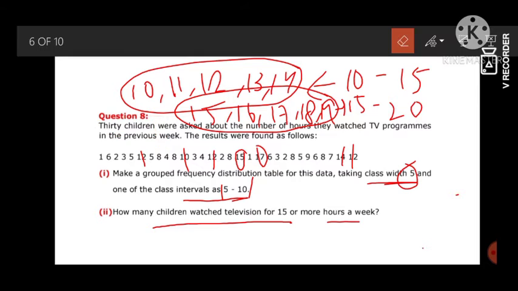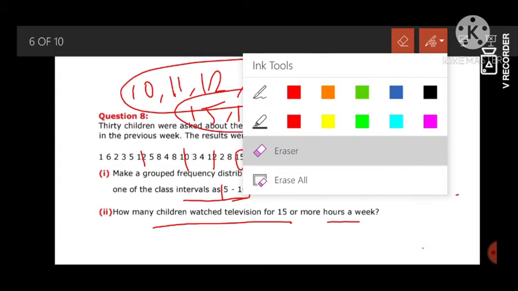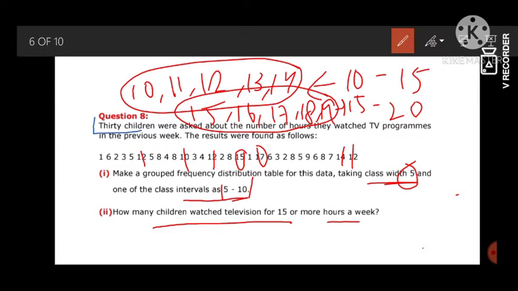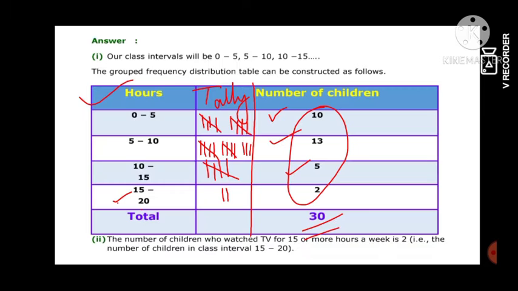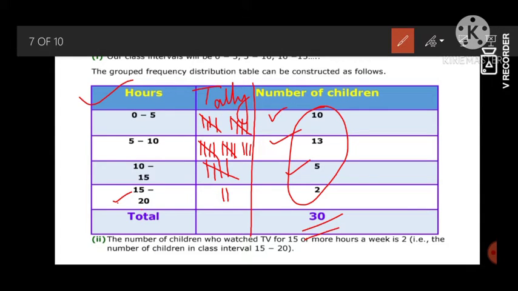So you can see that there are only 30 children that we have to find. The total frequency will match then. And in our total frequency distribution table, we have seen it is 30 children. So our construction of the group frequency distribution table is done.